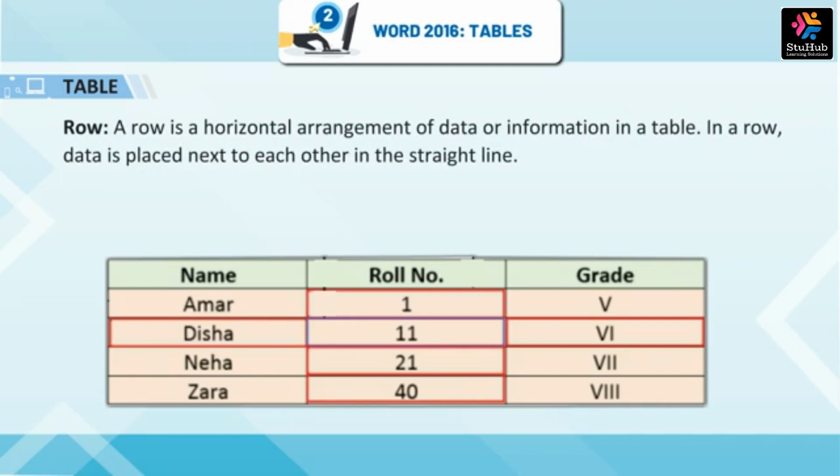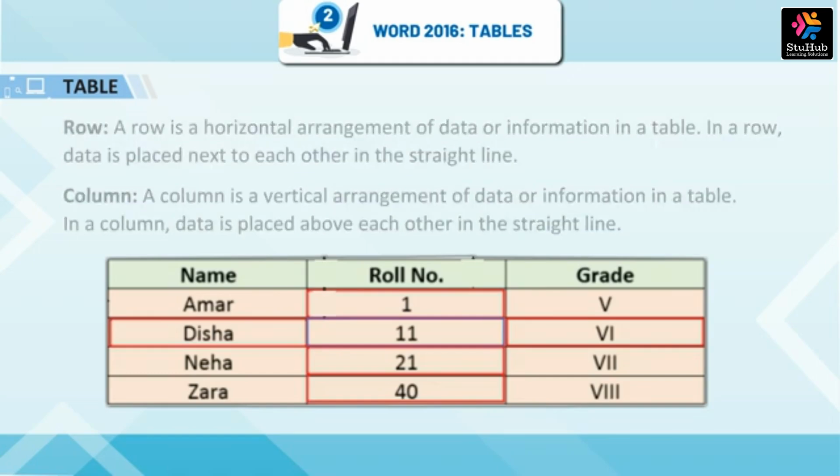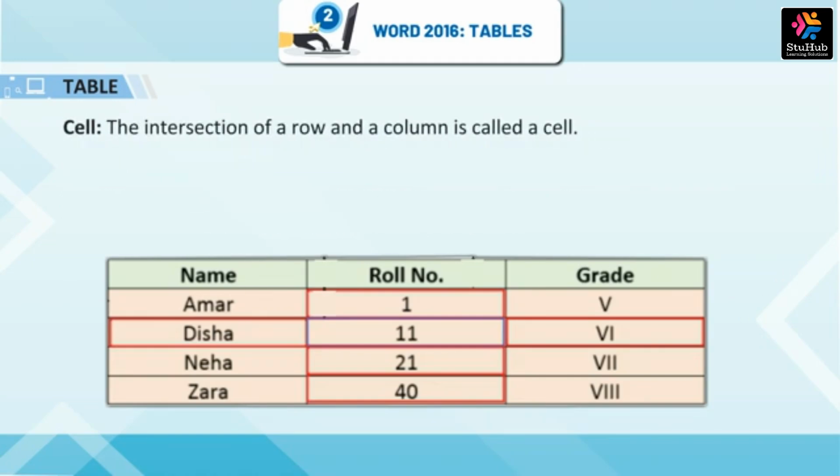Row. A row is a horizontal arrangement of data or information in a table. In a row, data is placed next to each other in a straight line. Column. A column is a vertical arrangement of data or information in a table. In a column, data is placed above each other in a straight line. Cell. The intersection of a row and a column is called a cell.